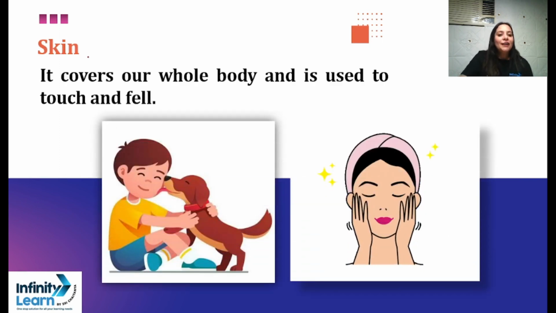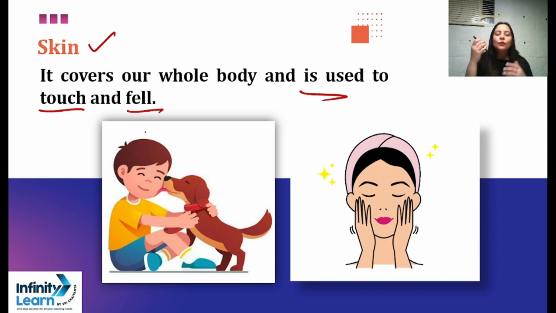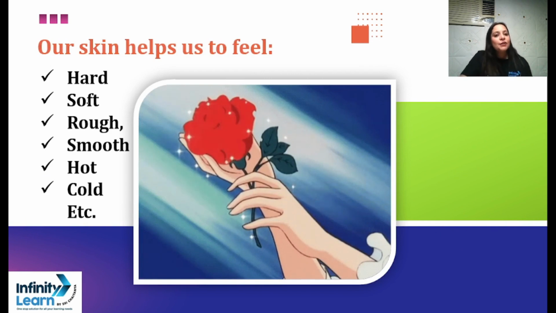Okay, another sensory organ, the fifth one, is skin. You know that our whole body is covered with skin, right? It covers our whole body, and it is used to touch and feel. Like if I hold this thing and I say that it is hard or smooth, whatever I say, I can feel it just because of skin, because my skin helps me to sense these kinds of things about any substance which you hold or touch. So skin helps us to feel if anything is hard or soft, rough or smooth, hot or cold, etc. It helps produce the sensation of what kind of object you are holding, or it gives you a sense of touch basically.